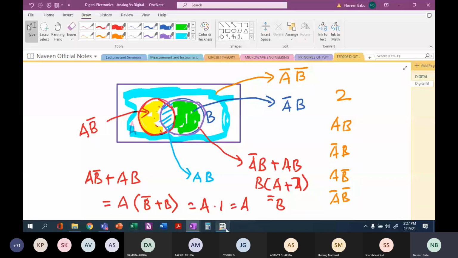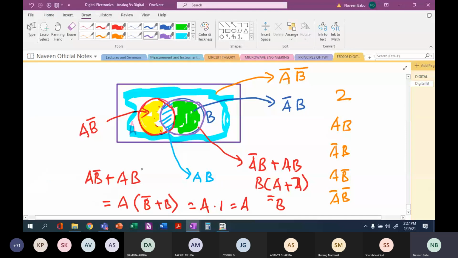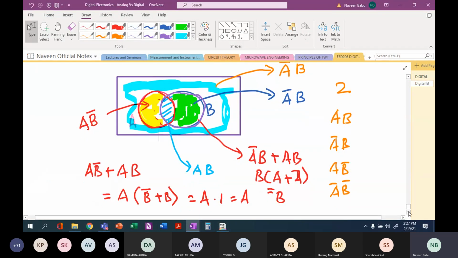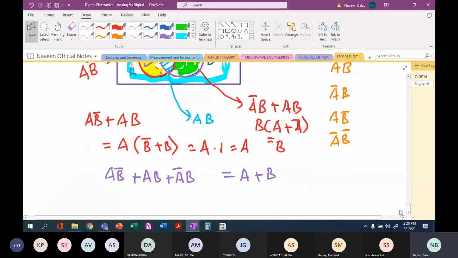So likewise, if you want to add these three expressions, what are the three expressions we have? Let me write here. I'm going to add the three parts here. So we have A B bar as this particular circle, the intersection part, which is AB, and A bar B. This must be equivalent to both the circles A and B circle, right? So let us try to simplify, and we will see that they will be equal to A plus B.